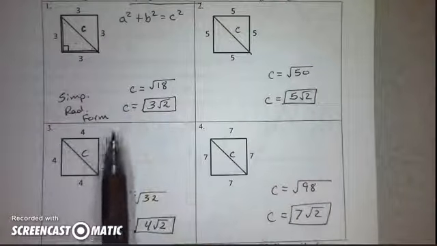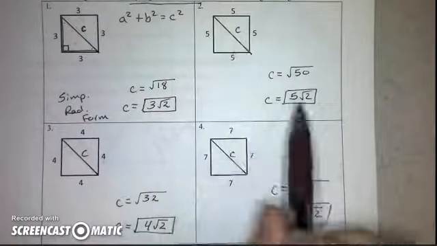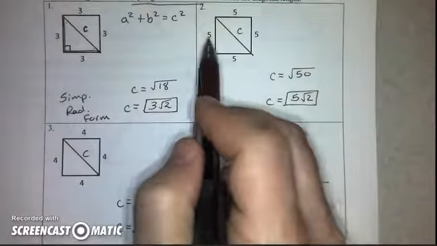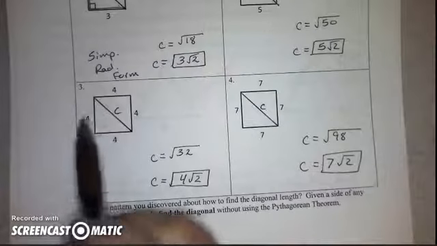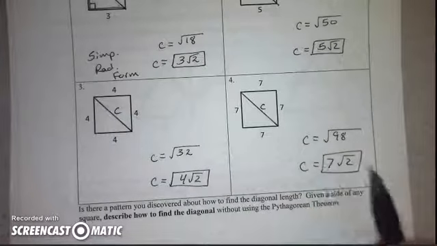For number 2, when you do the Pythagorean theorem for these two sides to find c, you get the square root of 50, which is 5 root 2. Notice that each of the sides of that triangle are 5. Each of the legs here are 4, we get 4 root 2. Each of the legs here are 7, we get 7 root 2.